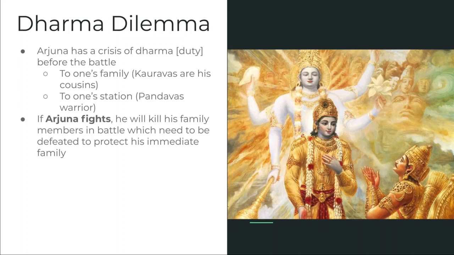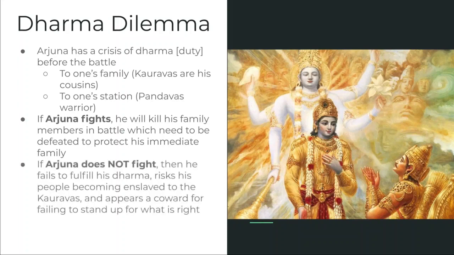And so that's why he feels compelled to fight. If Arjuna does not fight, though, then he's failing to fulfill his dharma as a warrior, right? And he risks his people becoming enslaved to the Kauravas. He might also appear a coward for failing to stand up for what is right, but he will have avoided killing his family members, right, and violating what are considered to be special obligations we have.